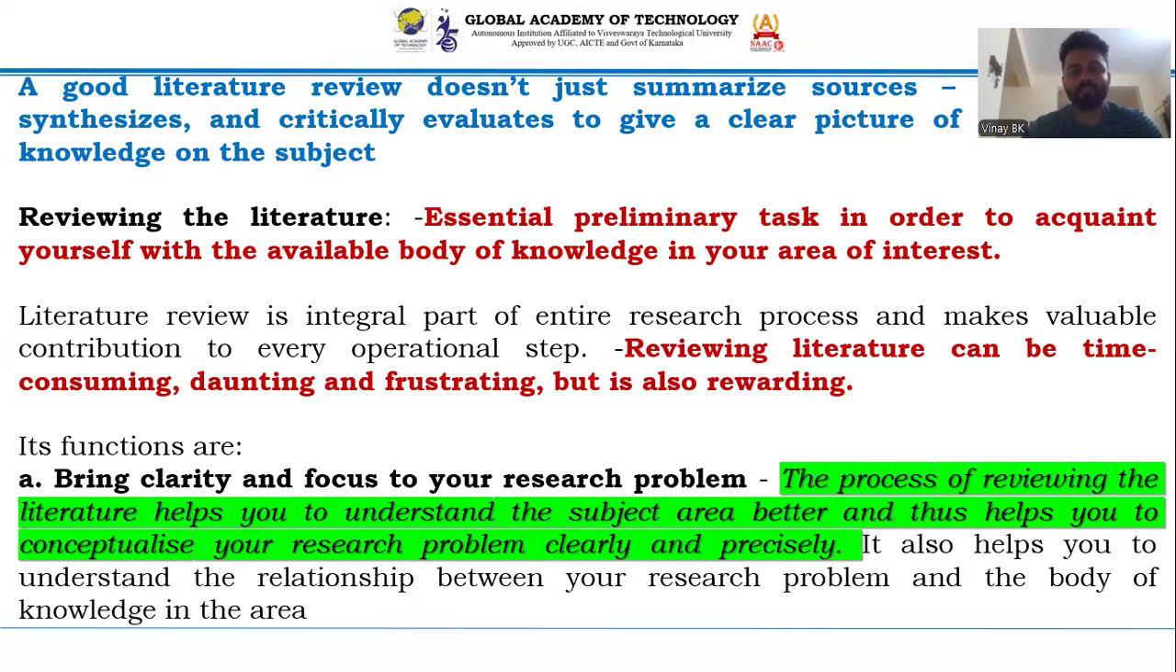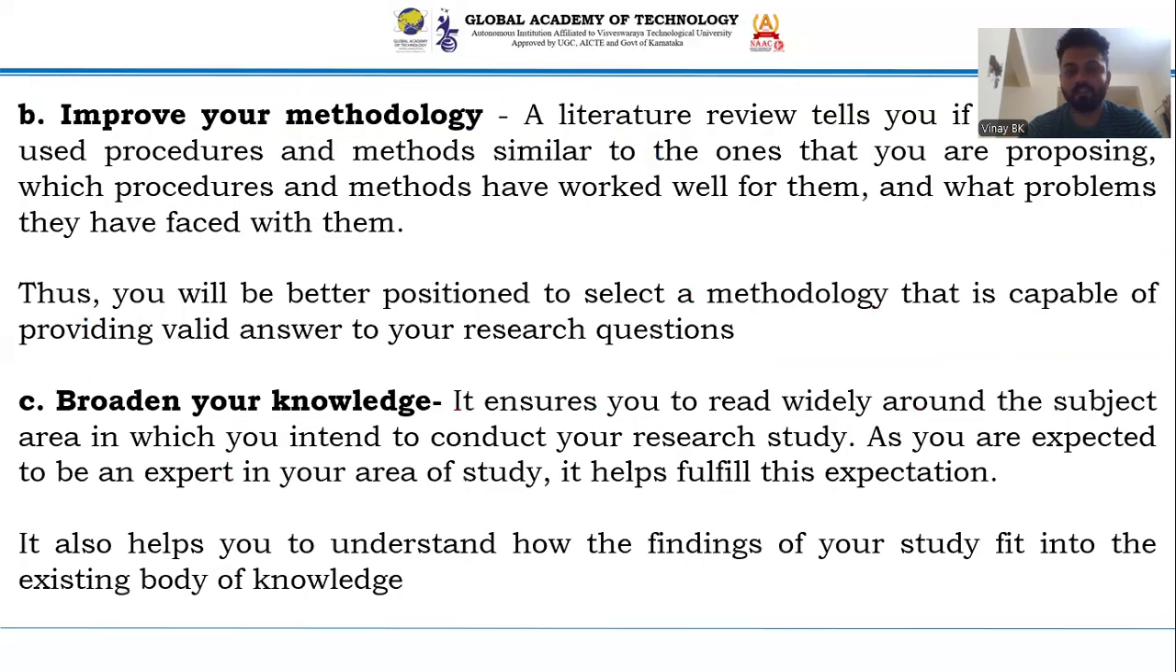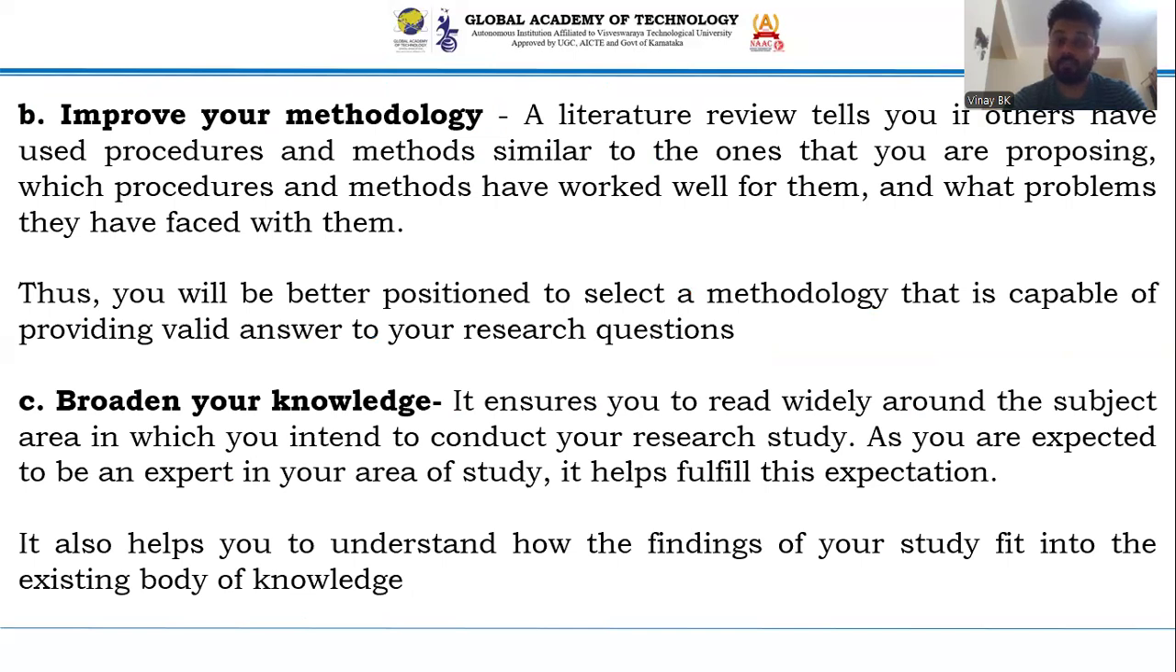It also helps you to understand the relationship between your research problem and the body of knowledge in the area. Second, improve your methodology. A literature review tells you if others have used procedures and methods similar to the ones that you are proposing, which procedures and methods have worked well for them, and what problems they have faced with them. Thus, you will be better positioned to select a methodology that is capable of providing valid answers to your research questions.